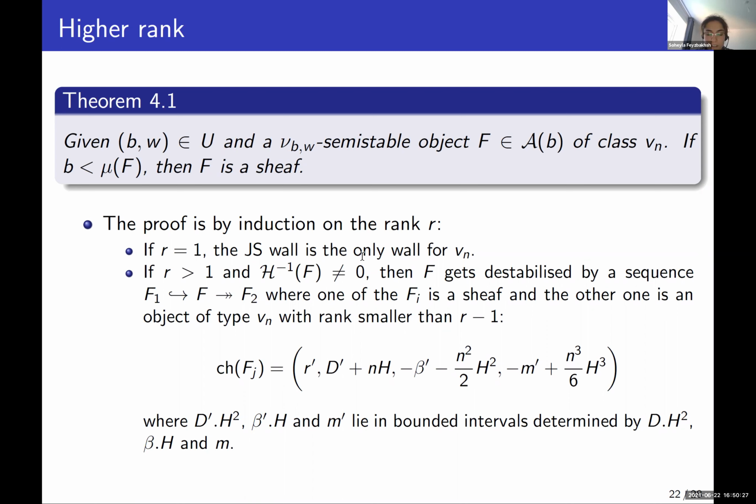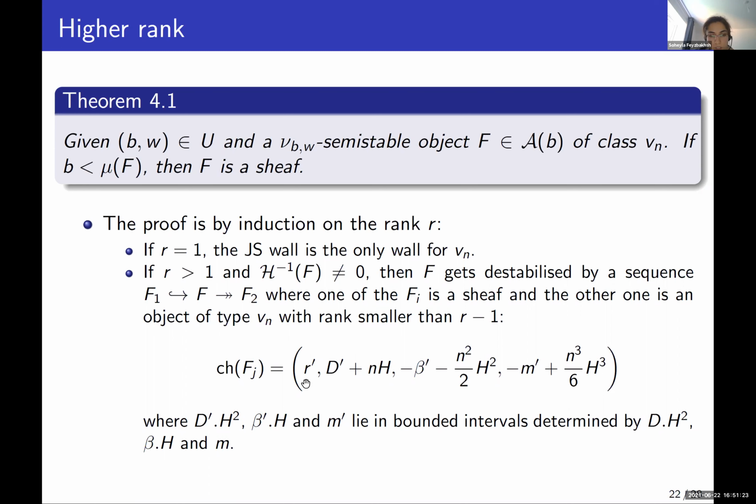And if R is bigger than one, assume that my object F is not a sheaf. Then we know that if my object F is beyond-W semi-stable, then when I move down from the point beyond W, it must hit a wall because I know it cannot be semi-stable below the line LF. So it hits the wall, and I look at the destabilizing sequence of that wall, and we can see that one of these destabilizing factors is a sheaf, and the other one is an object of type Vn with a smaller rank, which means that its Chern character is of the form R'+D'h minus B'... minus M' plus n cubed h cubed over 6.